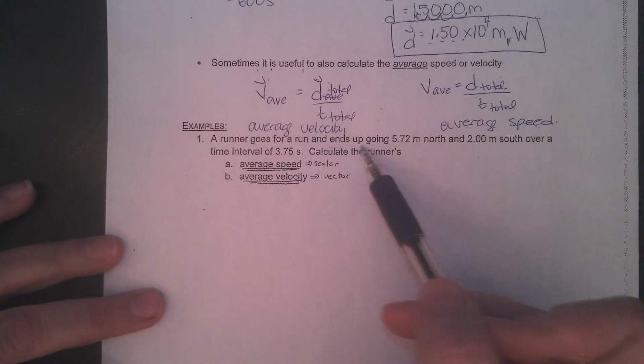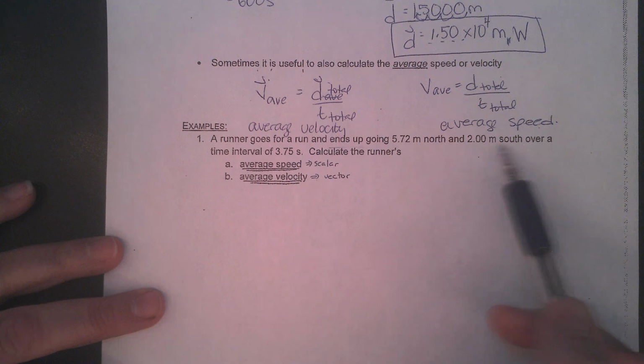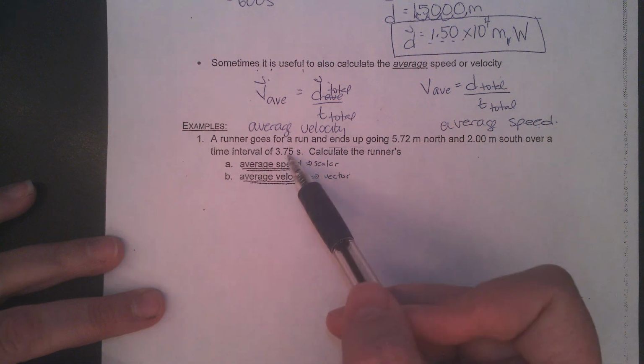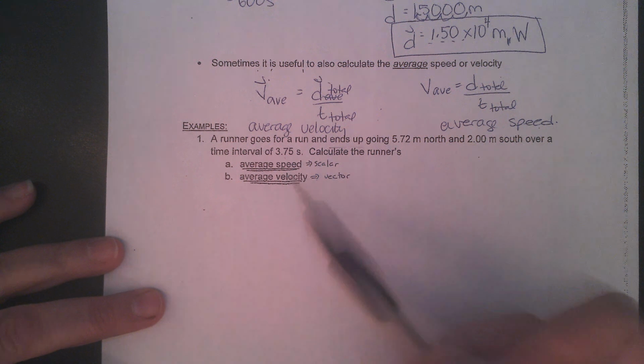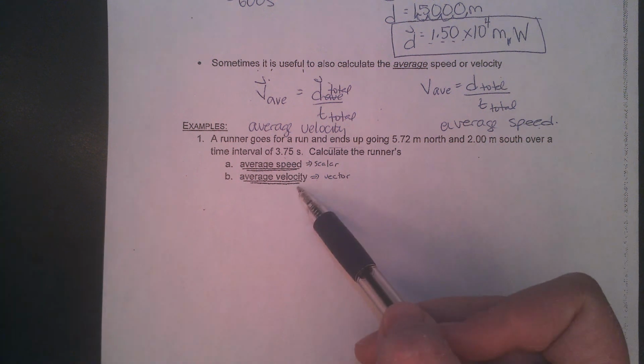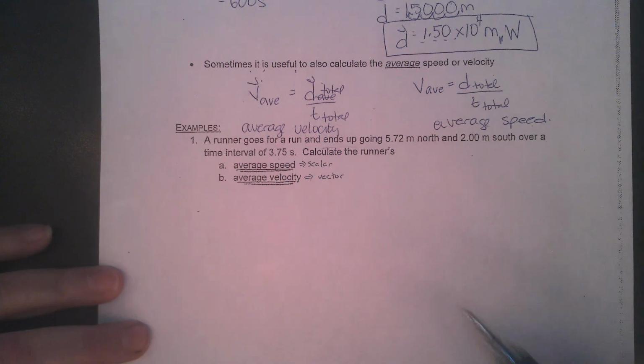Let's look at another example. A runner goes for a run and ends up going 5.72 meters north and 2 meters south over a time interval of 3.75 seconds. Calculate the runner's average speed and calculate the runner's average velocity. Let's draw a picture so that we understand what's going on.